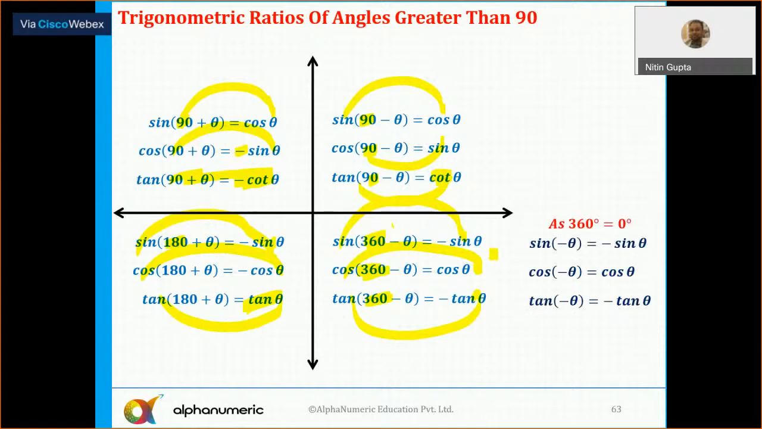Also, sine of minus theta is minus sine theta, cos of minus theta is always equal to cos theta, and tan of minus theta is always equal to minus tan theta. All right.